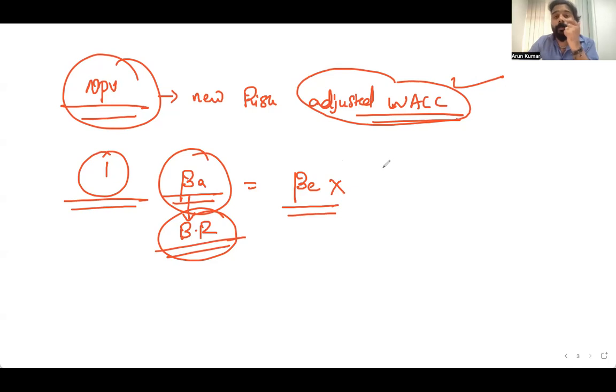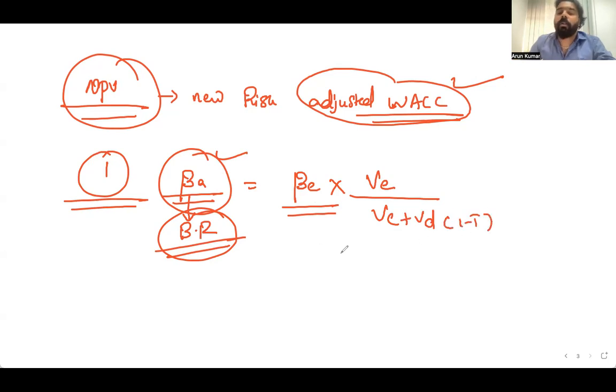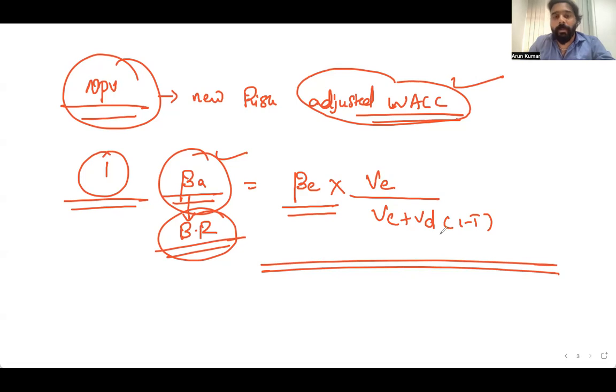There is a formula found by M&M. They have come up with a formula for it. The formula says you can find beta A, or business risk, using beta E multiplied by value of equity, divided by value of equity plus value of debt into 1 minus T.